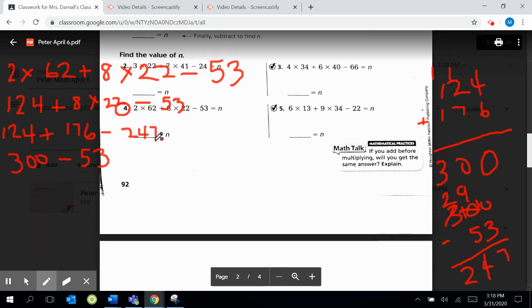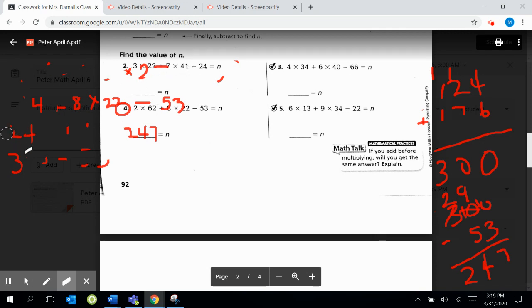So our answer for this problem is 247. And that is the correct answer. As much as I wanted to, almost had some close calls there. But we got the right answer. So we're going to do number 5 together now, and I hope that you are understanding how to do this.